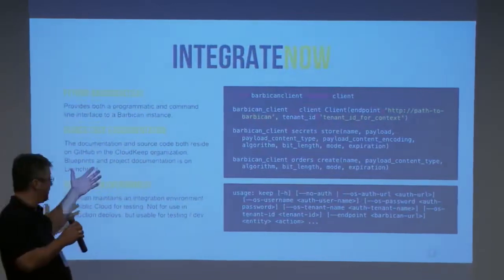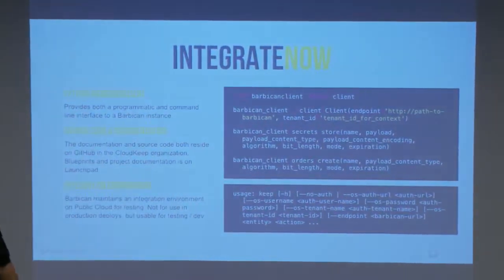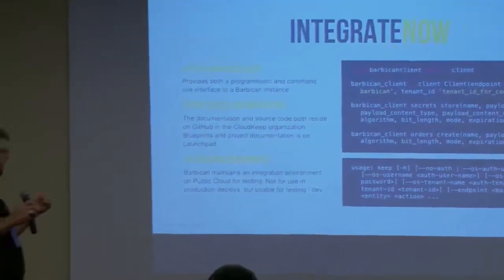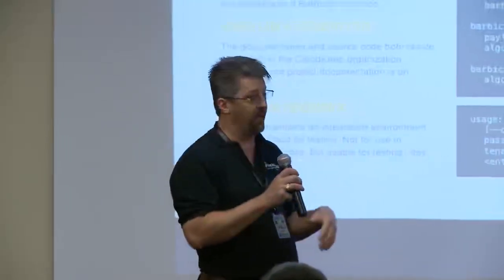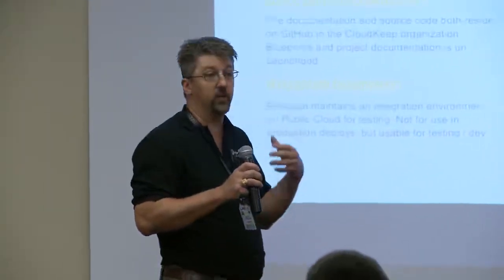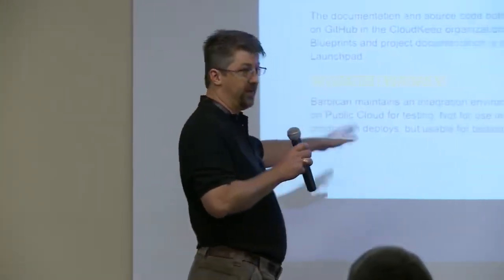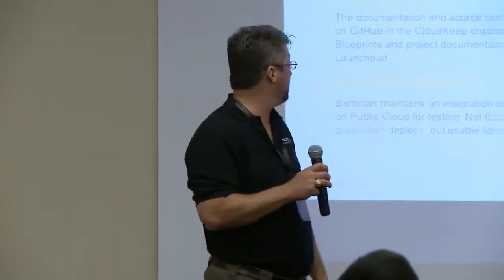Blueprints are on Launchpad because that's where OpenStack does them. So if you want to see the blueprints for future development, that's where they live. And then there is an integration environment right now that's running on a public cloud server. It is not secure at all. It's just if you are writing a client or writing against Barbican and you want to make sure it works, here's an endpoint that works but is strictly for dev and testing. It's not for real at all.